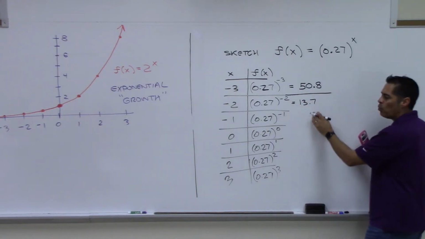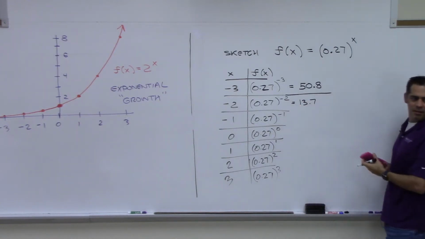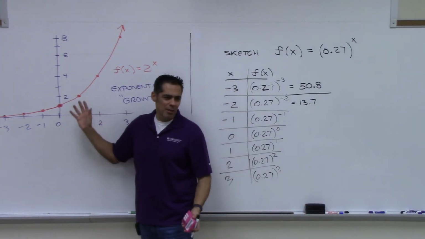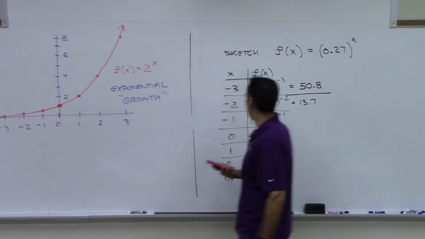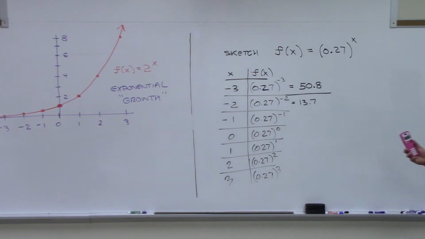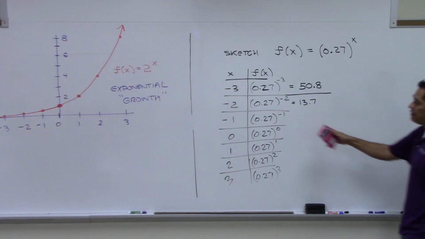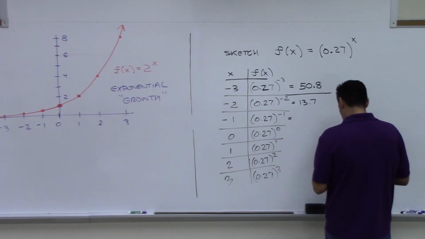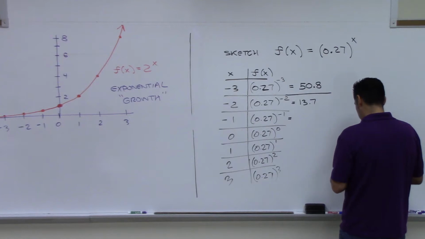13.7. Let's just round to one decimal place. We can only be as precise as our picture, so we don't have to be too critical about decimals here. Anyone have an issue with that? There's a difference between a negative key and a minus key on your calculator, so you've got to make sure you're doing that right. That's why I'm asking you if you need help. This is the time.